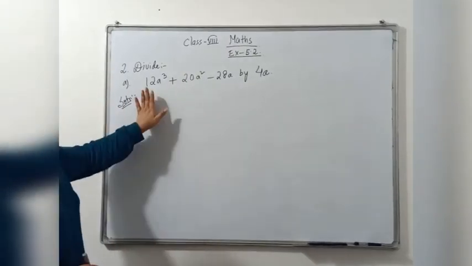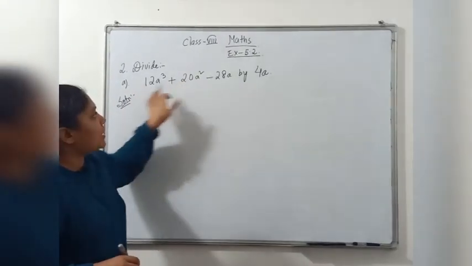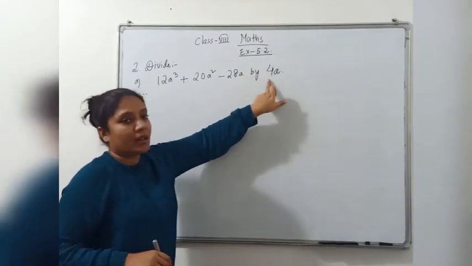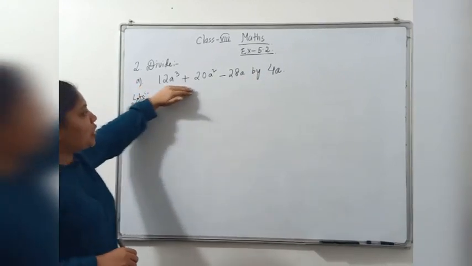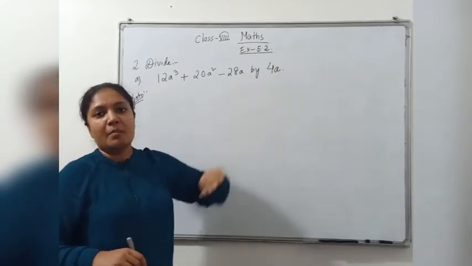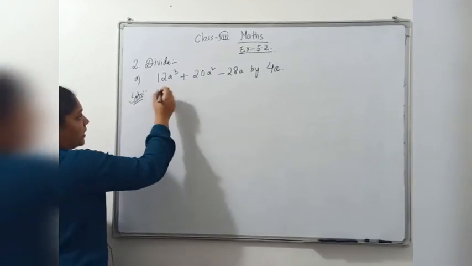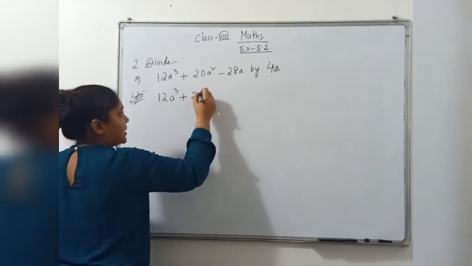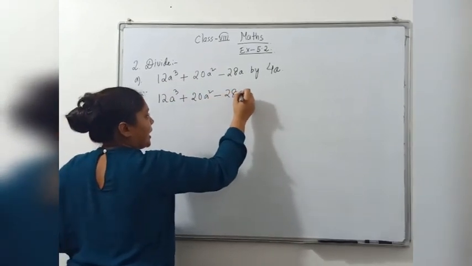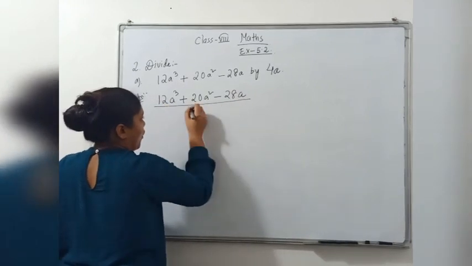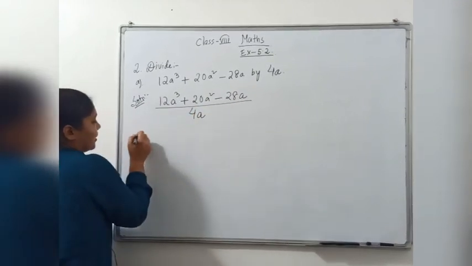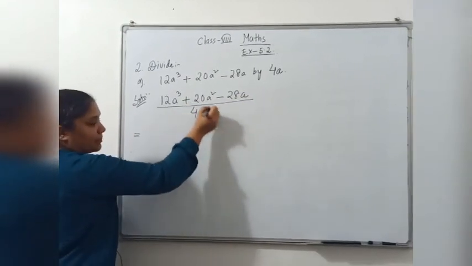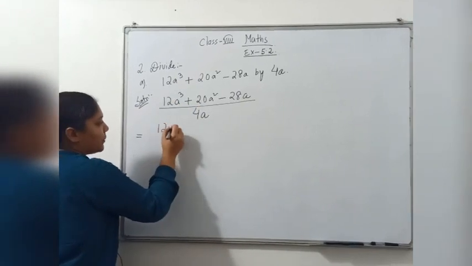What is it saying? Here you see, here it is 1, 2, 3 terms, right? It becomes a trinomial. Now trinomial divided by monomial. Clear? That means you can say a polynomial is going to be divided by a monomial. So how are we going to do it? 12a cube plus 20a square minus 28a divided by 4a. Clear? Divide means we are writing here. Clear students? Now as it is only a single term in the divisor, so what are you going to do? You are going to separate them.